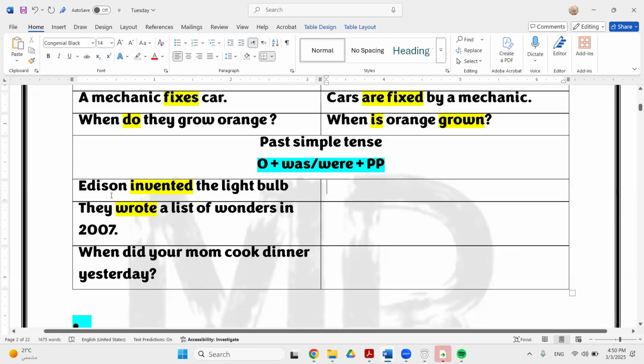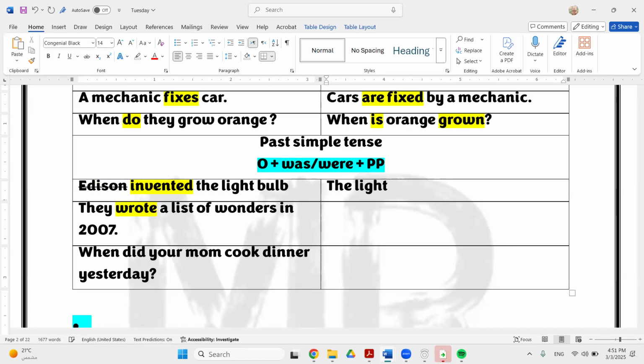طيب جرب كده. Edison invented the light bulb. تعال نتخيل ان انا مش عايز احط Edison في الجملة بتاعتي وعايز ابدأ ب the light bulb. The light bulb. Use a form of verb to be, because this happened in the past, so I'm going to say am or is or are or was or were.